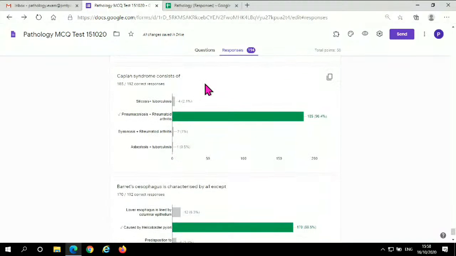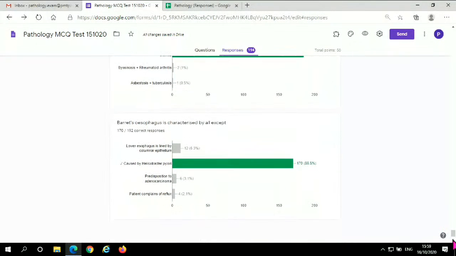Kaplan syndrome consists of silicosis and tuberculosis, pneumoconiosis and rheumatoid arthritis, byssinosis and rheumatoid arthritis, or asbestosis and tuberculosis. Here, basically coal deposition and rheumatoid arthritis are present. So pneumoconiosis with rheumatoid arthritis is the correct answer.